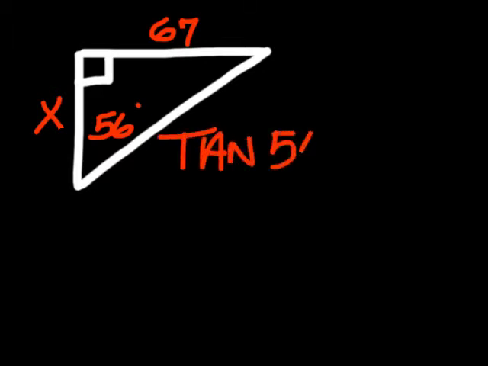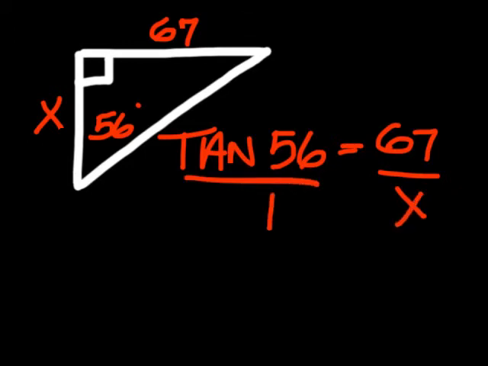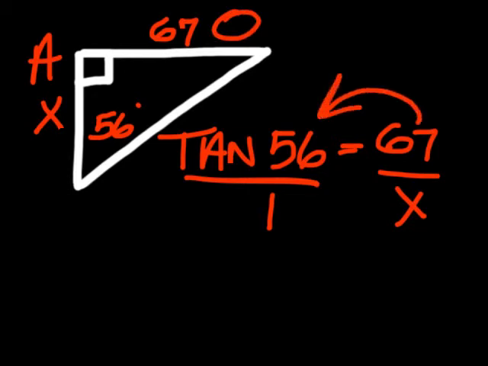Here's example number 6. I know 56 degrees and 67, but I don't know this. Again, it's going to be tangent 56 equals 67 over x. When you're in tangent and you're missing the adjacent, that's when you're going to have to divide. And that would be 67 divided by tangent 56. 67 divided by tangent 56 is 45.2.